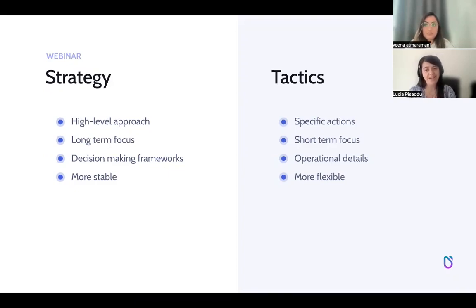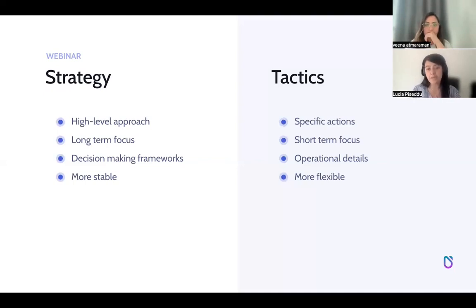On the other hand, tactics are very operational. So we're going to see that when we talk about tactics, it's actually all about very specific details on how we're going to do that specific thing, which can be being active on LinkedIn. What does that mean? How do we generate leads on LinkedIn? That could be one tactic, which will be part of a bigger strategy for the company.